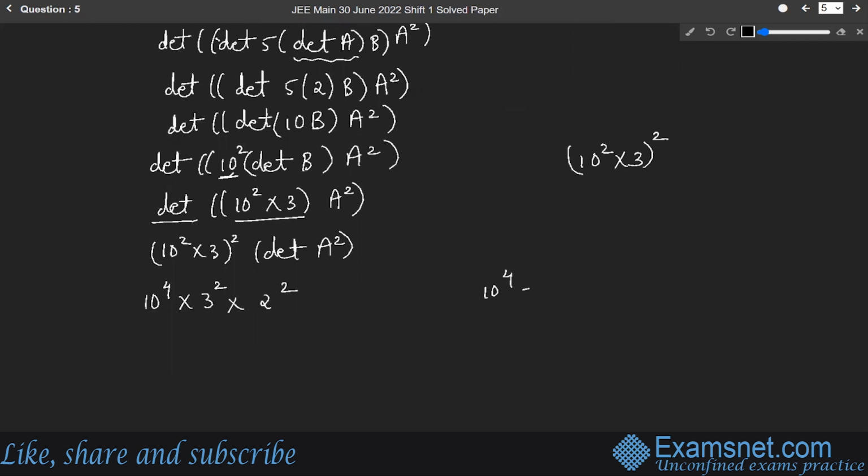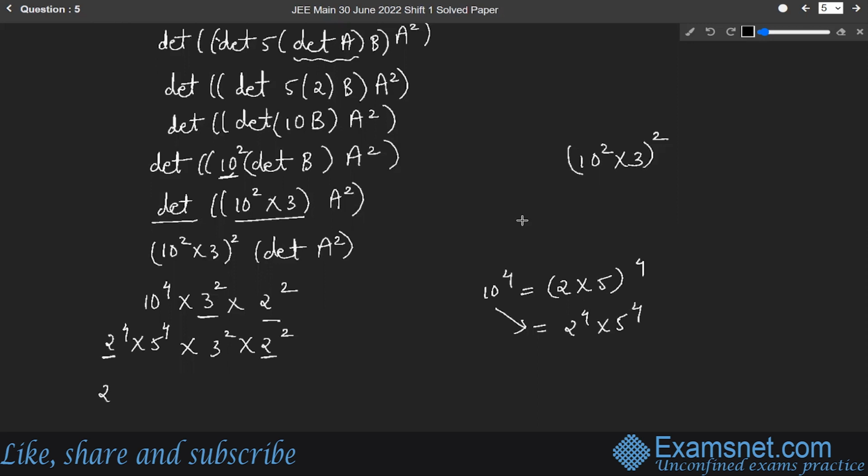Now, 10 power 4 can be written as 2 into 5 power 4, because 2 into 5 is 10. When we distribute this power, it will be 2 power 4 into 5 power 4, right? So 10 power 4 is basically equal to 2 power 4 into 5 power 4. So let us substitute this value: 2 power 4 into 5 power 4. Then the remaining terms are 3 square and 2 square, right? Now you can see that we have two bases that are the same, which is 2. If the base is the same, then the powers will be added. So it will be 2 power 4 plus 2, 6, into 5 power 4 into 3 power 2.